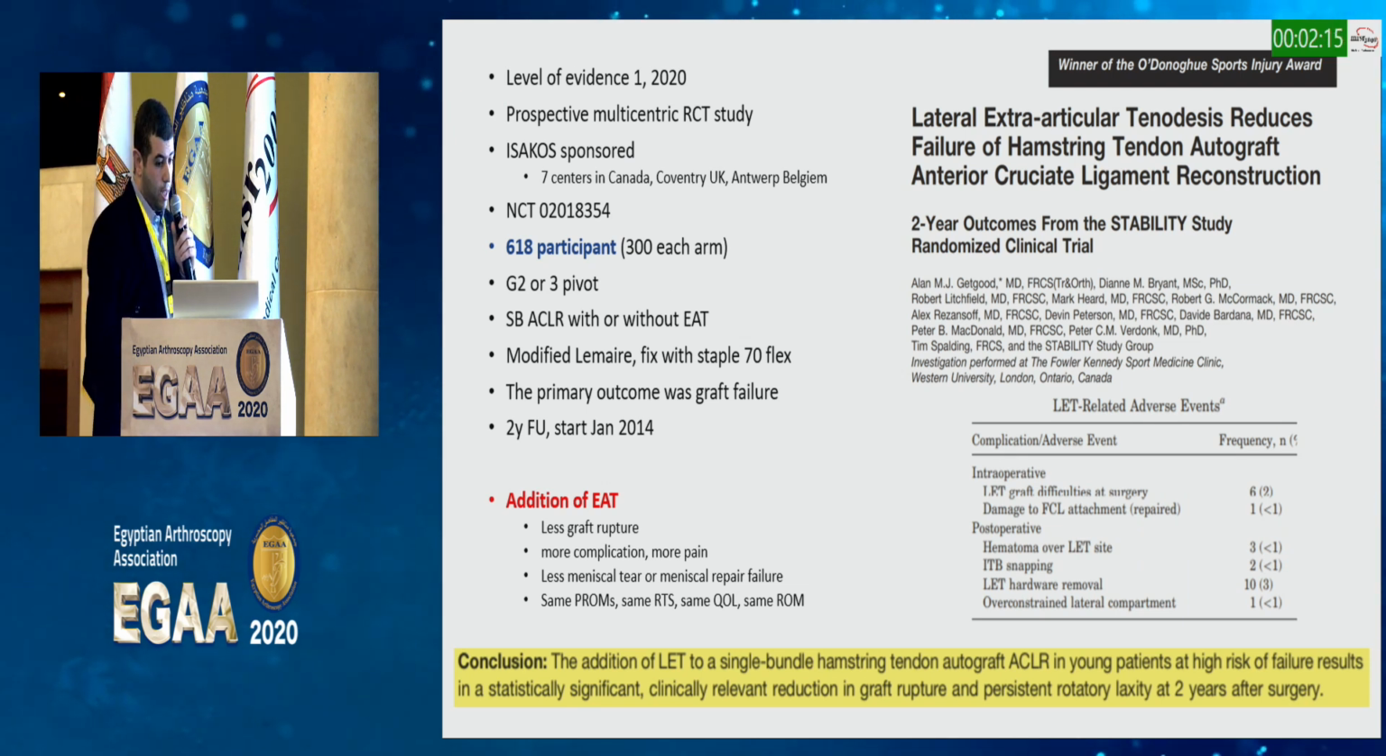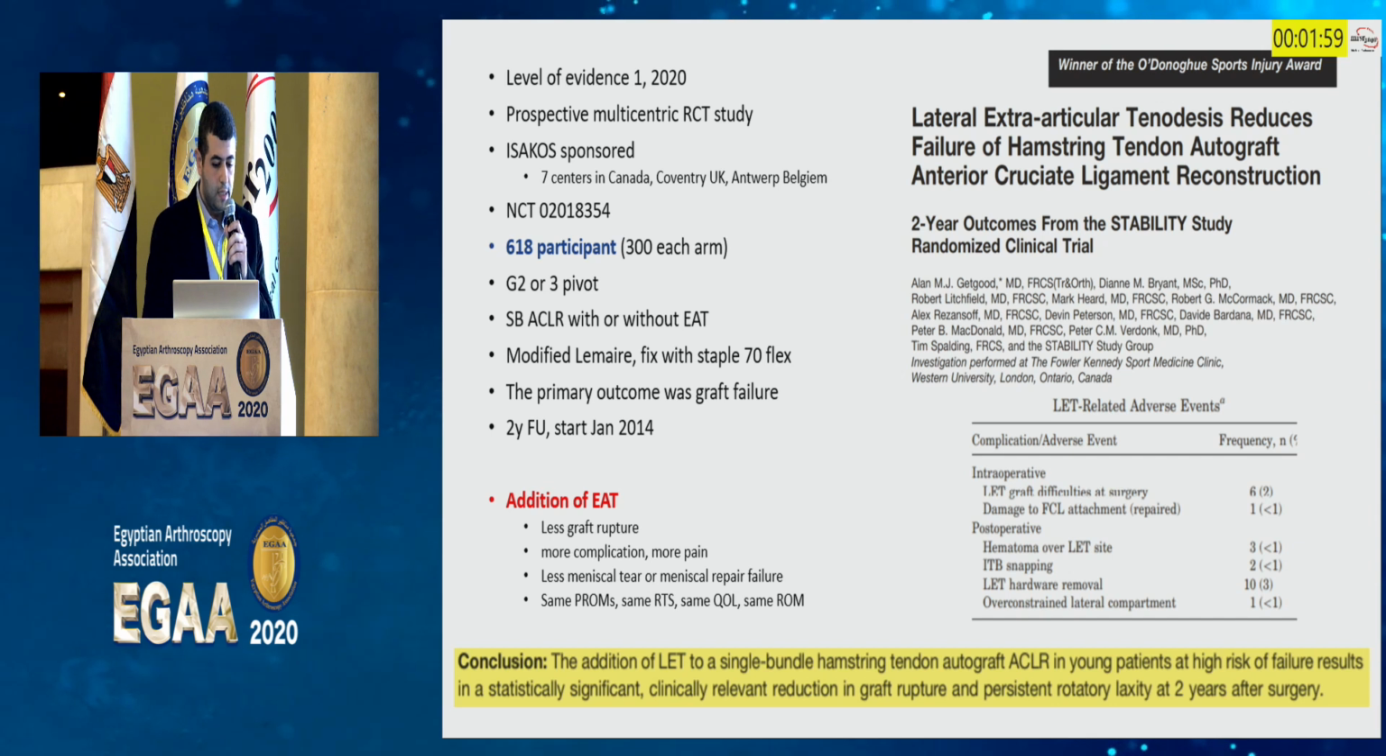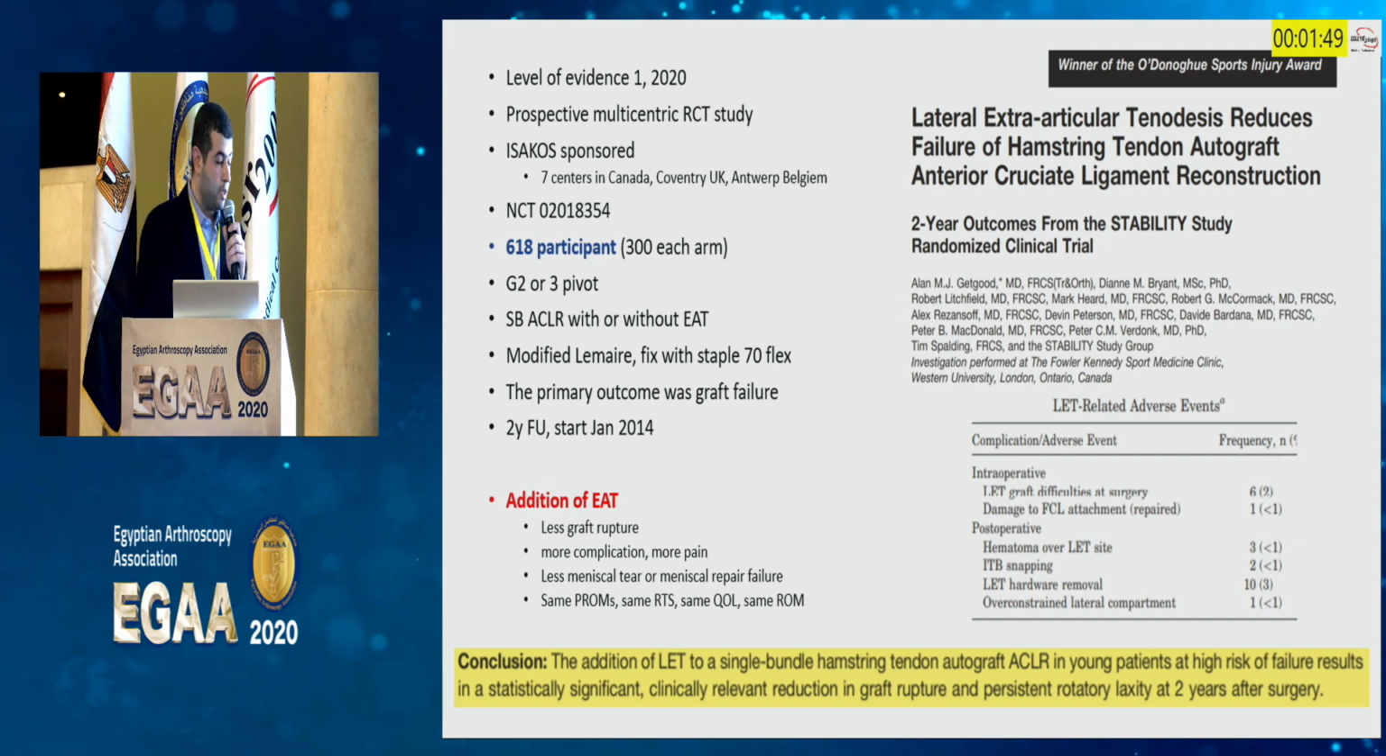It was level 1 evidence published in 2020. It's a prospective multi-center randomized controlled trial, sponsored in 7 centers, with 600 patients. They also did a modified Nour, but fixed it with a staple at 70 degrees of flexion. They found that the addition of extra-articular tenodesis led to less graft rupture, less meniscal tears, and more complications and more pain. And the patients at the end have the same patient-reported outcome, the same return to sport, the same quality of life, and the same range of motion.